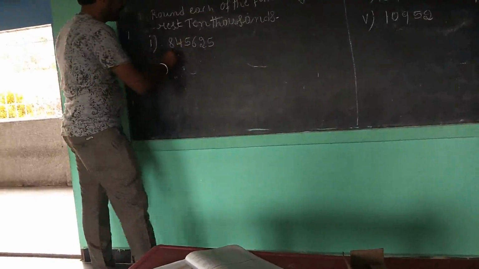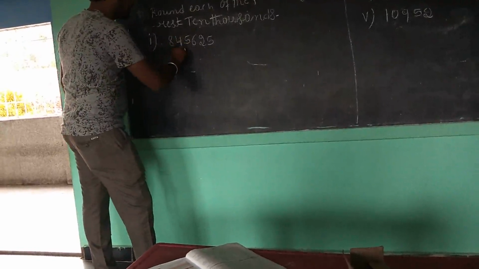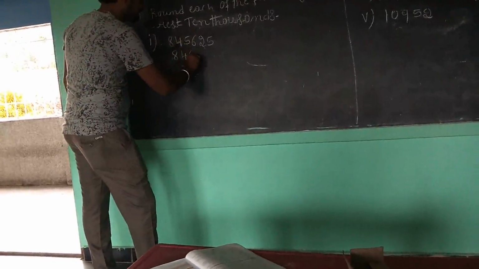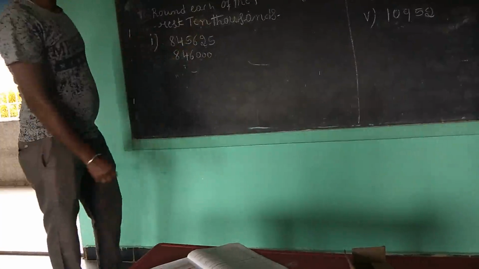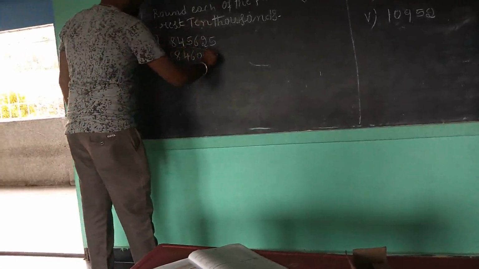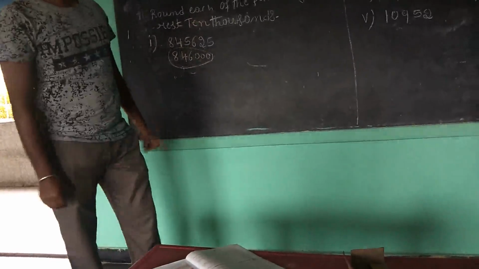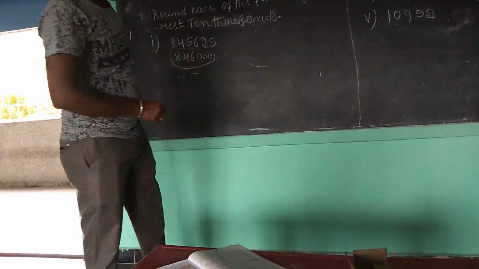That's why you want to write here, children, this is 8 as it is. Then also 45,000 is there. That's why you want to write 46,000 as very nearest, because 5,600 is there. That's why you write 46,000 here. 8 lakhs 46,000 is very nearest to 10,000. Children, as usual, you want to take the next question.